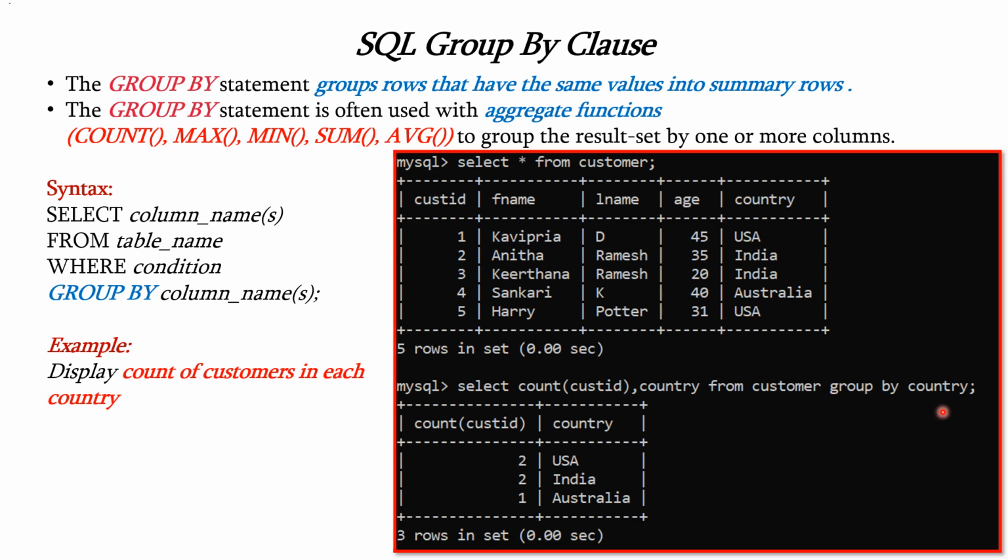If we give it like this, it will take in USA how many customers are residing. So in USA 2 customers, in India 2 customers and in Australia 1 customer. That is what is displayed in this result. So USA count is 2, India count is 2 and Australia it is 1. So the result is grouped based on the column country.